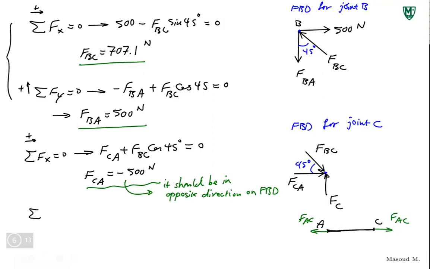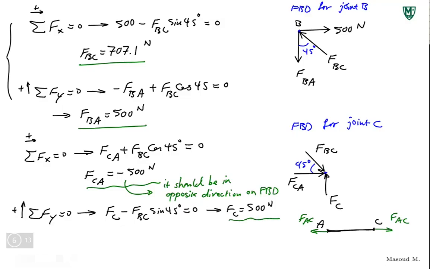So summation of forces in the y direction is equal to 0, upward is positive. It's going to be FC minus FBC sine 45 degrees is equal to 0. From there, you can find FC as, again, 500 newtons. We know the direction is that way since the other one is compression.